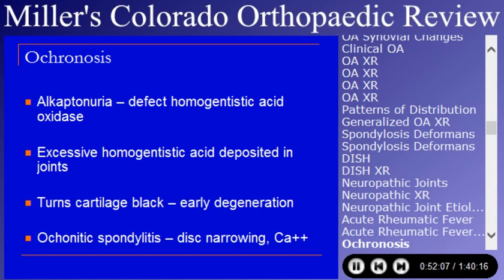Y'all won't, but I always remember this because in Dr. Inneking's course, his picture of ochronosis was in a guy that was electrocuted in the Florida electric chair, and we always wondered how he knew that was ochronosis and not something else.